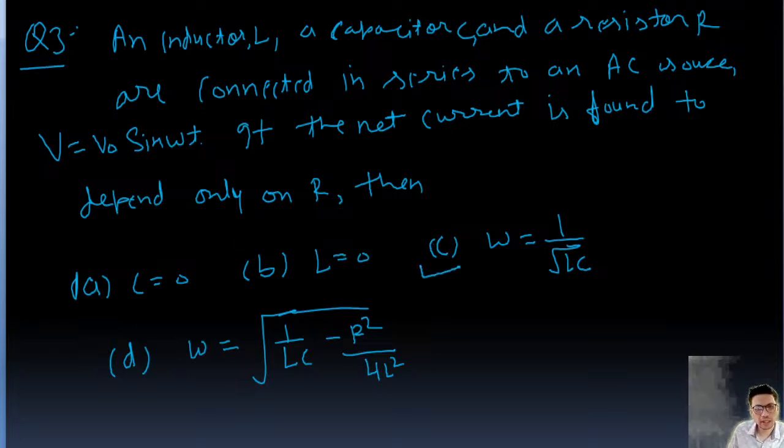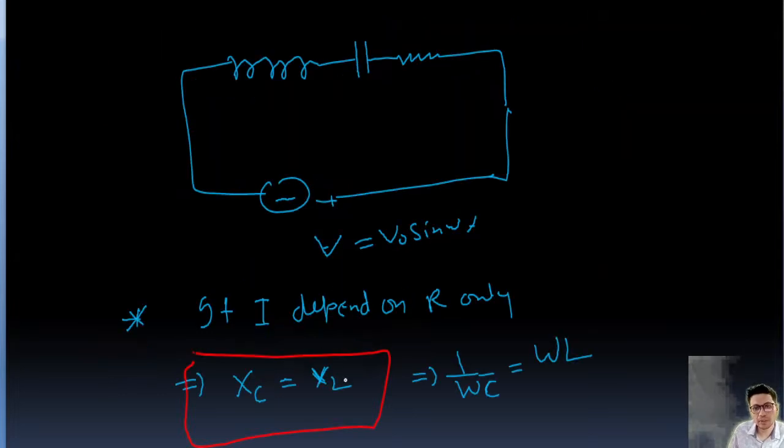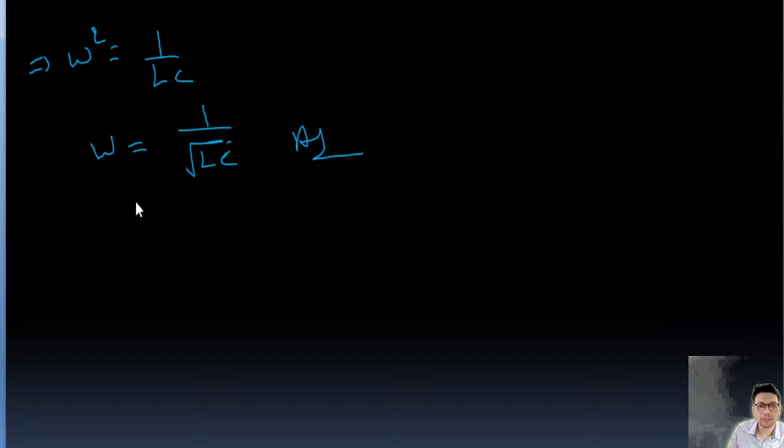Very simple question, guys, right? If current is only depending on R, in that case XC equal to XL. The impedance of the capacitor is equal to the impedance of the inductance, so from there we got the value. Very simple. I hope you have understood it, guys. Next question we are going to solve.